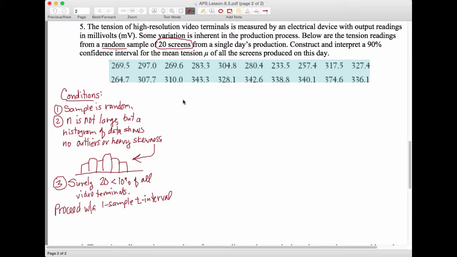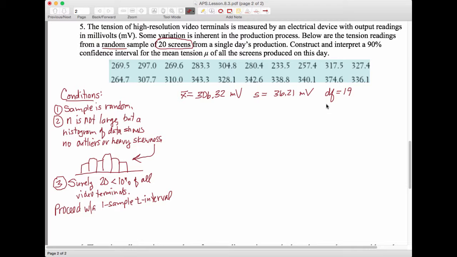So if we type these into our calculator, we'll find out that x bar, the sample mean, is 306.32 millivolts. And the sample standard deviation is 36.21 millivolts. Our degrees of freedom, we might as well write that down while we're at it. Degrees of freedom would be 20 minus 1, which would be 19. We'll need that later.